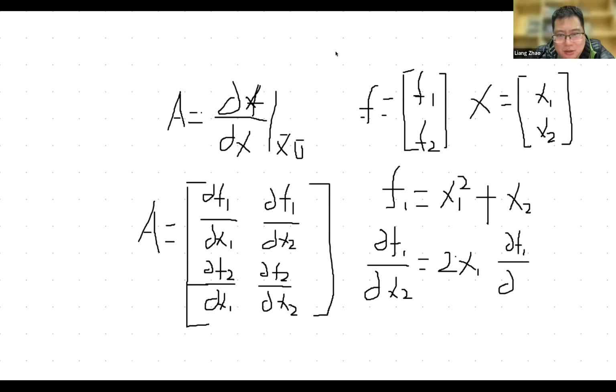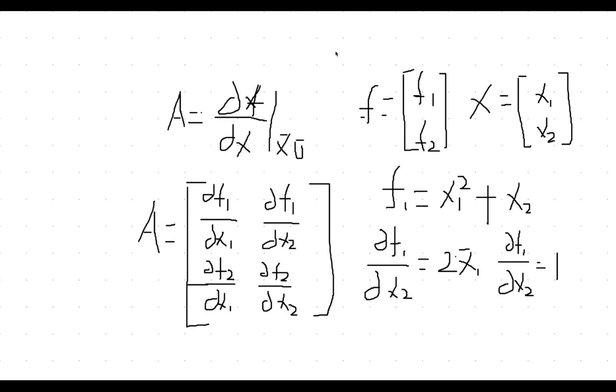And X2, that is equal to 1, right? Is that clear? And then if it's 1, you don't have to evaluate it, right? But if there's 2 times X1, because it's a power, then you need to evaluate the X1 at the equilibrium point. And that's it.